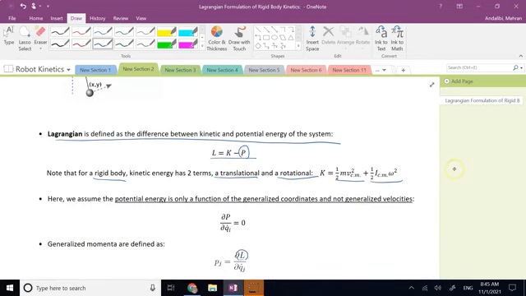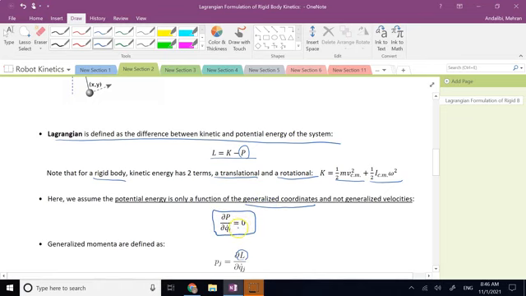And one important assumption that we make in deriving the Lagrangian equations is that potential energy is not a function of velocities. It's only a function of position or generalized coordinates. So the partial of potential energy with respect to the generalized velocities is zero, right? For gravity, it is definitely a function of vertical position. Any other type, even for a spring, is still a function of the deflection. So definitely in this formulation, we always have this assumption.